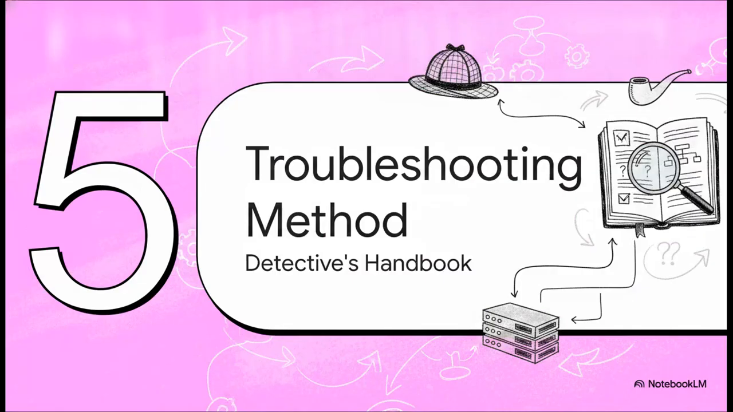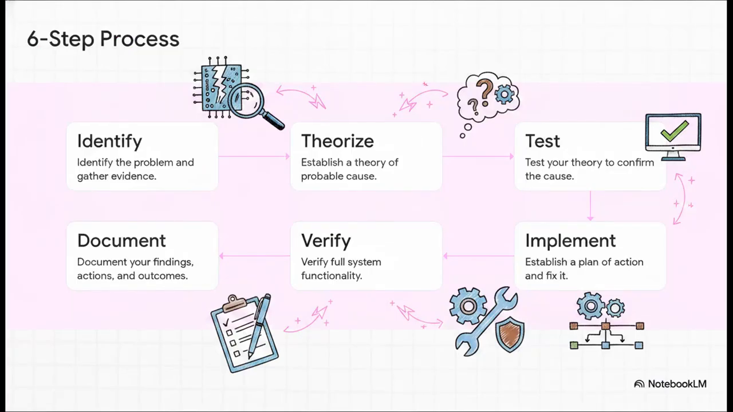Finally, Section 5, the Troubleshooting Methodology, the Detective's Handbook. These 6 steps right here are the absolute backbone of the entire troubleshooting process, especially for those simulation-style performance-based questions you'll see on the exam. First, identify the problem by gathering evidence. Next, establish a theory of probable cause. Then, test that theory to confirm it.